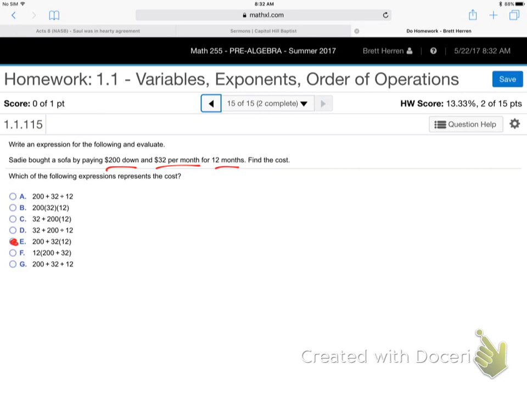Yeah, it looks like E. 200 add 32 12 times, because it's $32 per month for 12 months. So it's 32 times 12, and then you've got to add the 200 down for the sofa. Does that make sense? That'll be correct. Okay, that's our first section. Let's move on. All got that down?